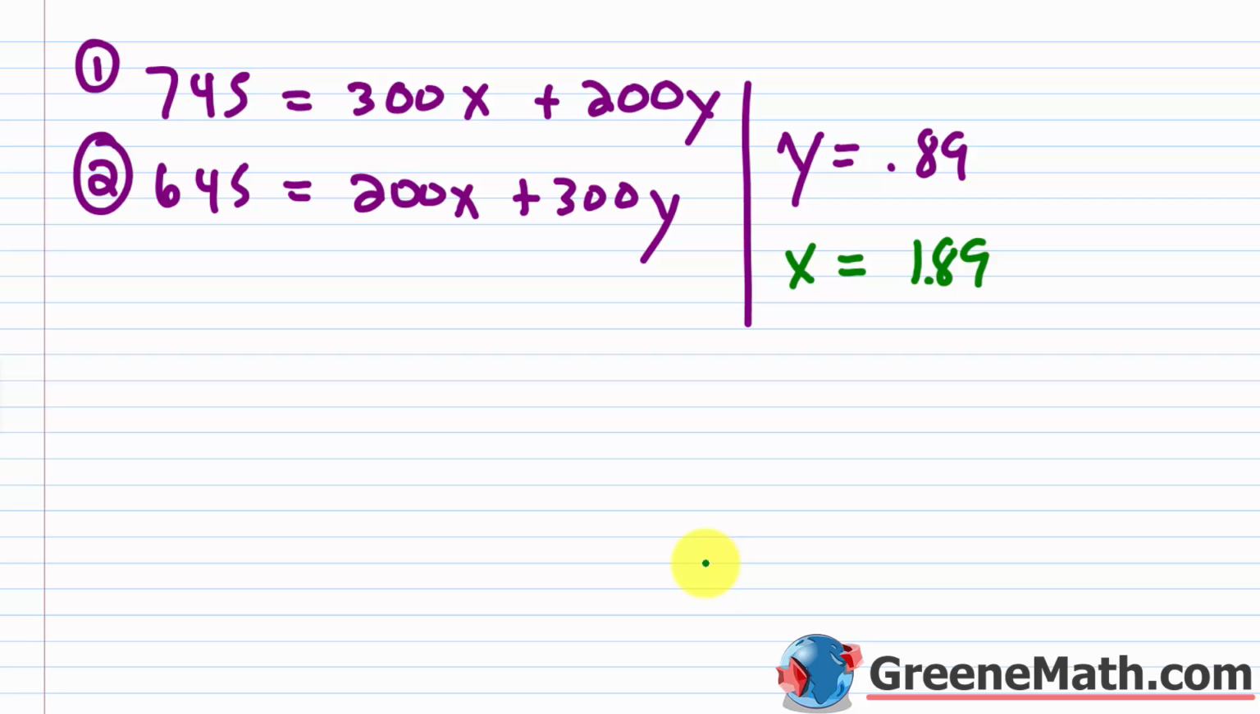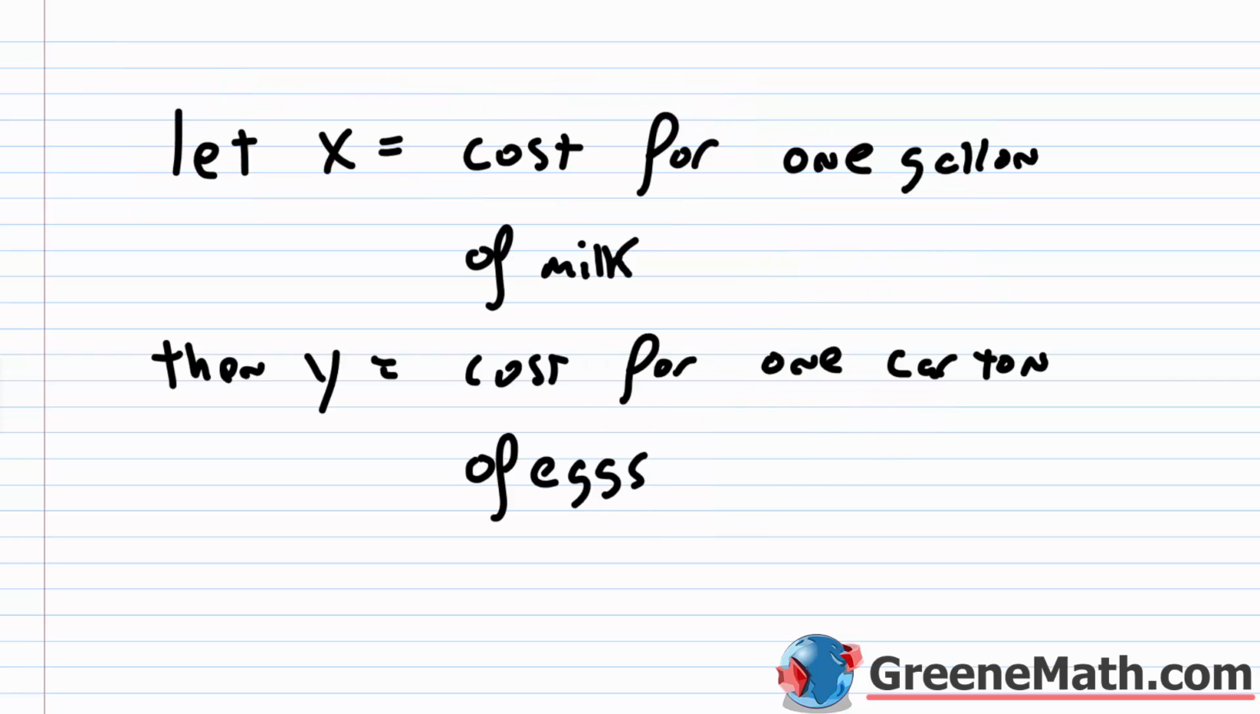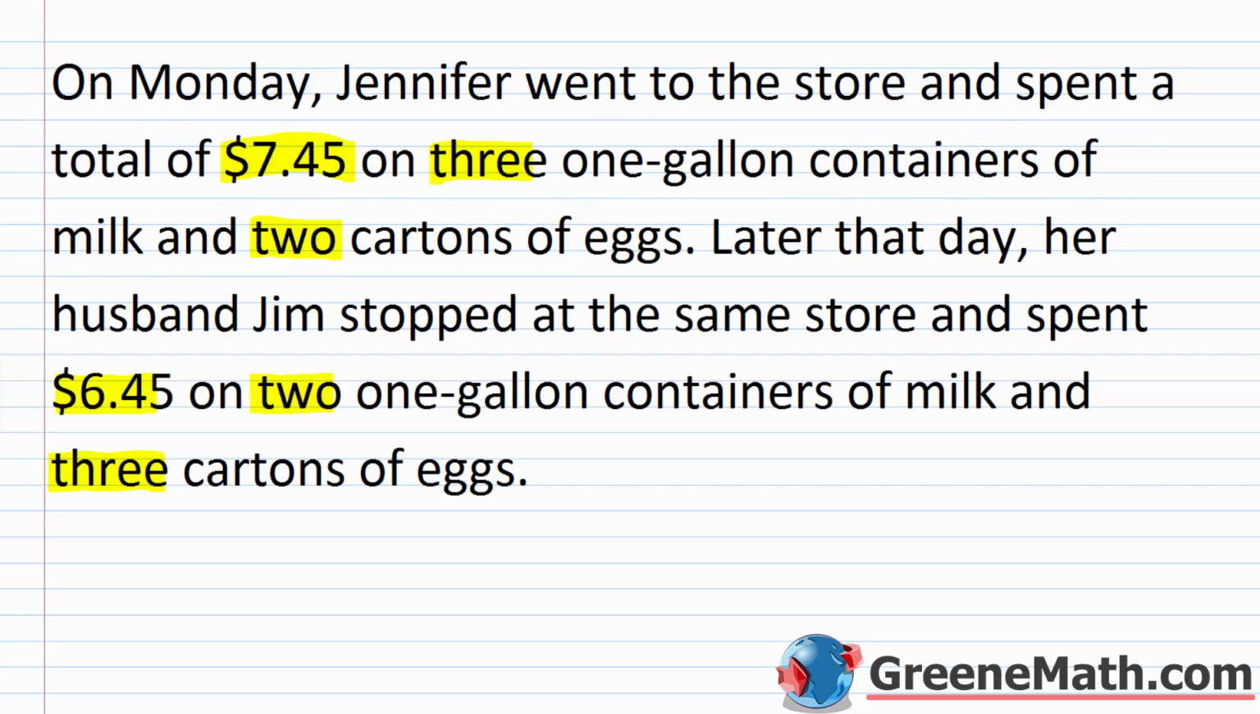Okay, so this does not actually answer our question. This is where a lot of students mess up. They say their answer is it's $1.89 for 1 gallon of milk, and it's 89 cents for 1 carton of eggs, and the teacher marks it wrong, and they wonder why. The reason is you have to read the problem, okay? How much will Jim receive as a refund? He only returns the milk, okay? So how much milk did Jim get?